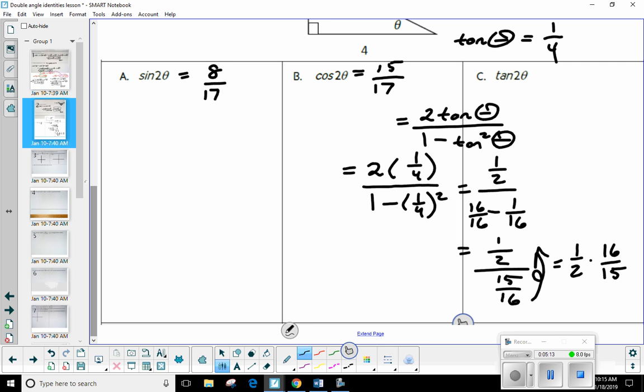All right. So you could go ahead and multiply straight across, 16/30, and reduce that. I like to simplify on the diagonals if possible. So 2 will actually divide both 2 and 16. So we get the 8/15 that Aiden just told me a moment ago. Okay.